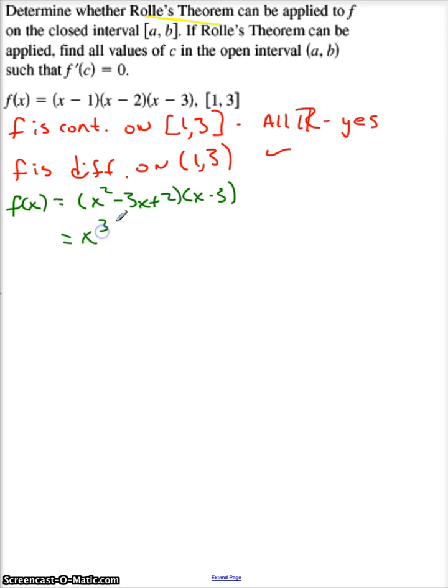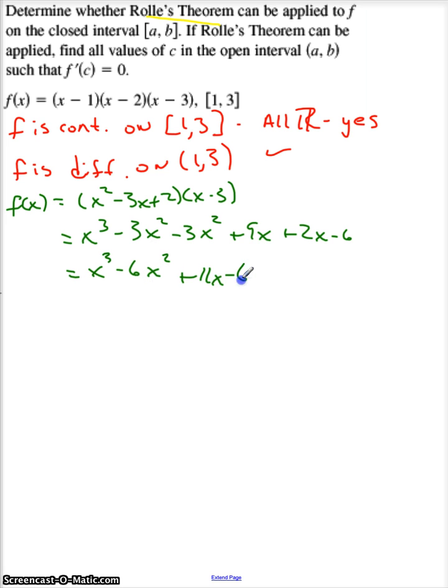This is x cubed minus 3x squared plus 9x plus 2x minus 6. Collect terms. x cubed minus 6x squared plus 11x minus 6. So f prime is 3x squared minus 12x plus 11.